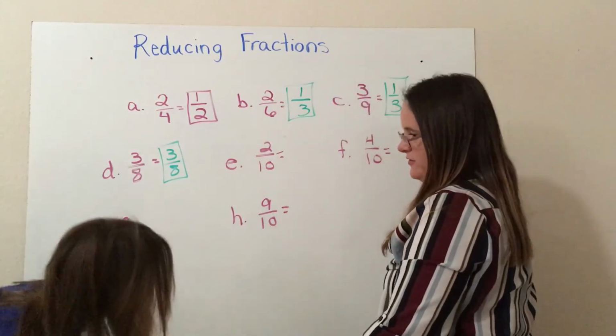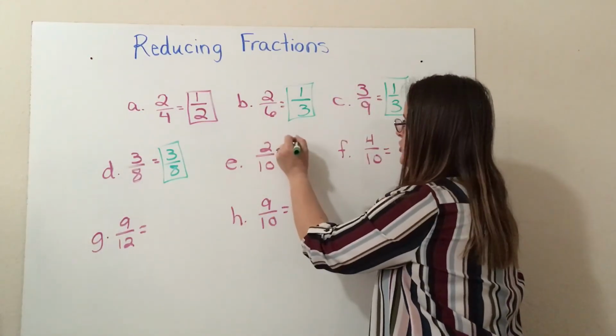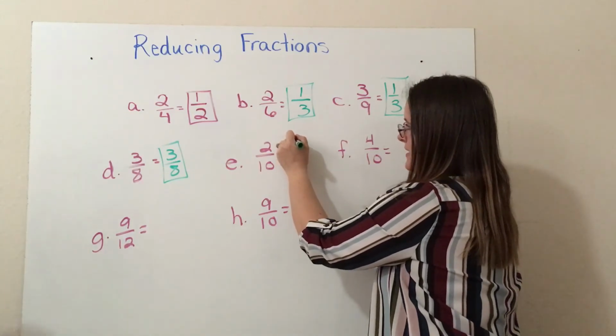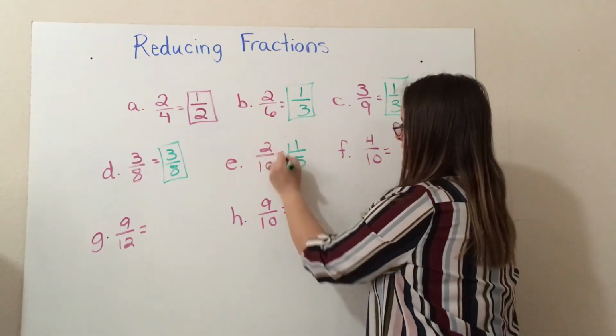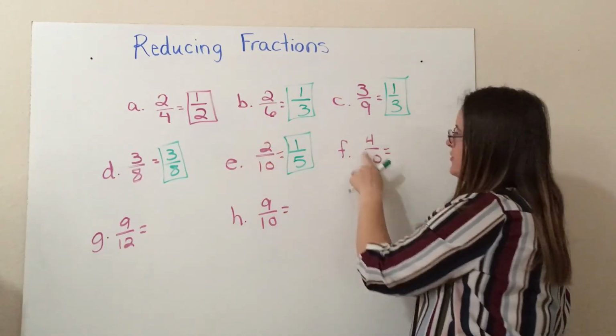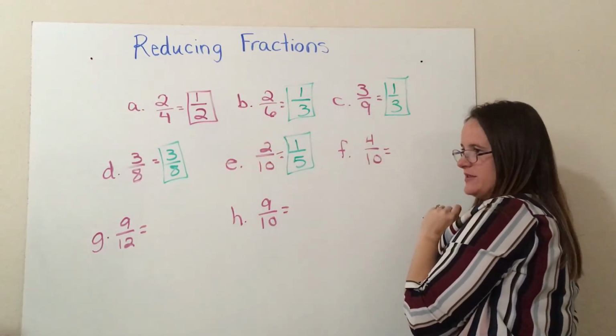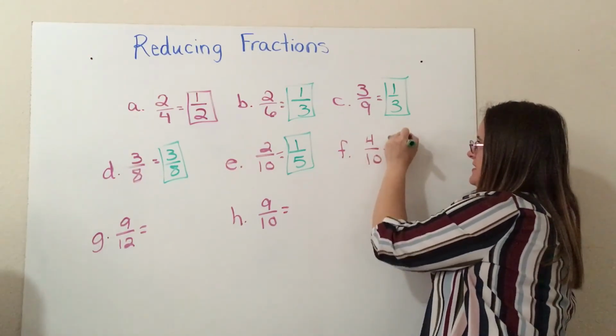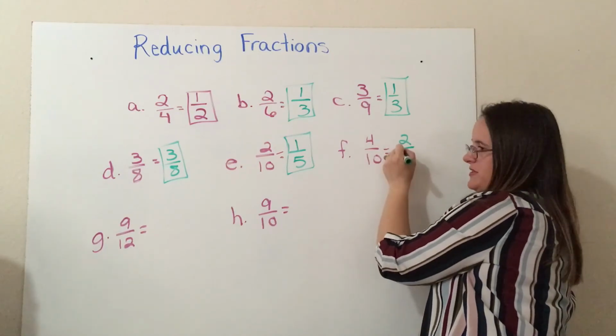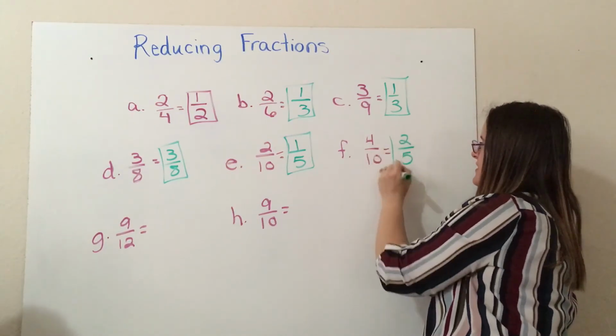2/10. What can I divide those by? 2. 2 divided by 2 is 1, and 10 divided by 2? 5. So 1/5 is our answer. 4/10. What can I divide those by? 2. 4 divided by 2 is 2, and 10 divided by 2 is 5. 2/5.